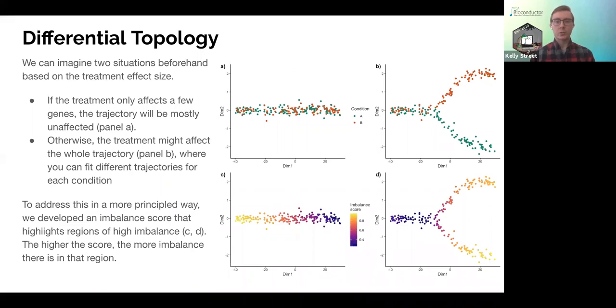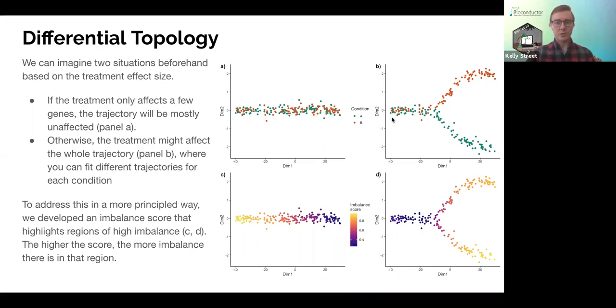So one of the first steps in our workflow that we're going to talk about more in detail in a minute is differential topology. And by this, we mean looking for differences in the large structure of the conditions. And so you can see in the top left here, panel A, we've got a single trajectory and two conditions that are sort of evenly mixed throughout.